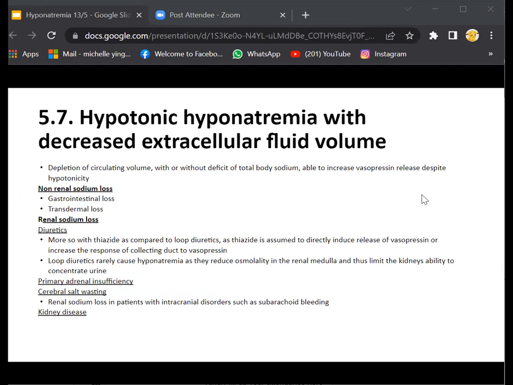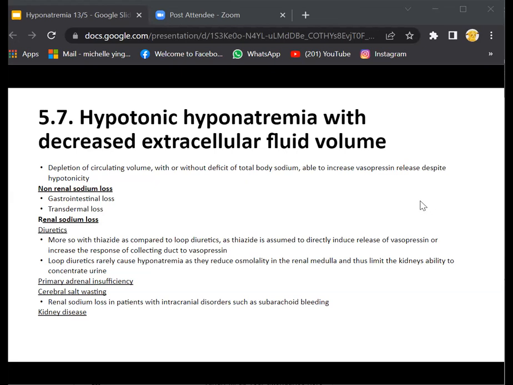For diuretics, it's more so with thiazide as compared to loop diuretics, as thiazide is assumed to directly induce release of vasopressin or increase the response of the kidney to vasopressin. Loop diuretics rarely cause hyponatremia as they reduce osmolality in the renal medulla and thus limit the kidney's ability to concentrate urine.